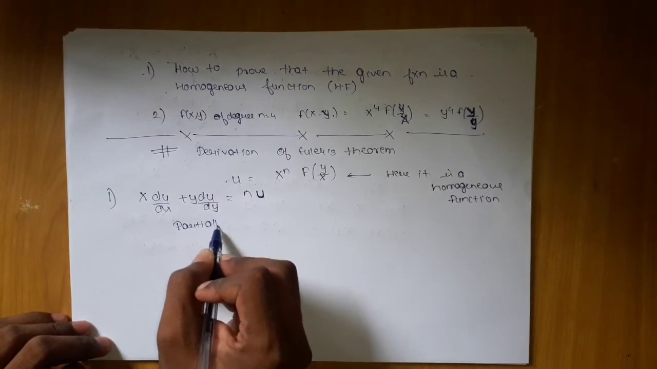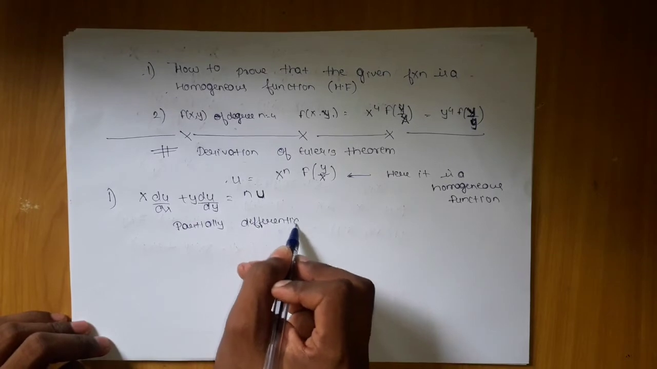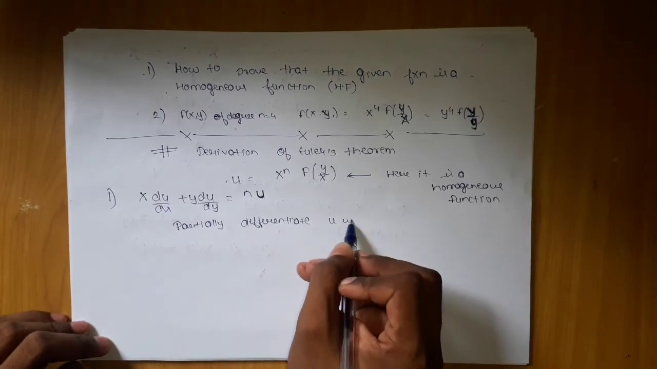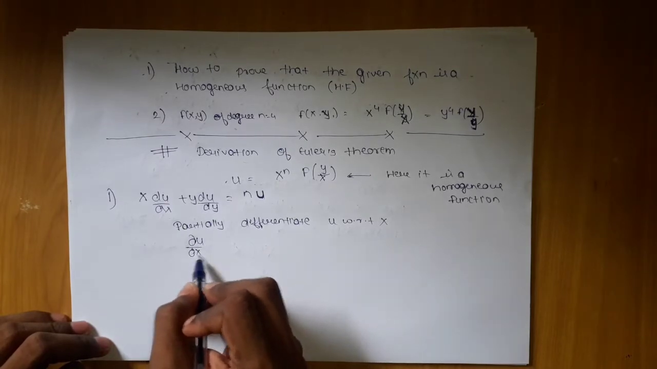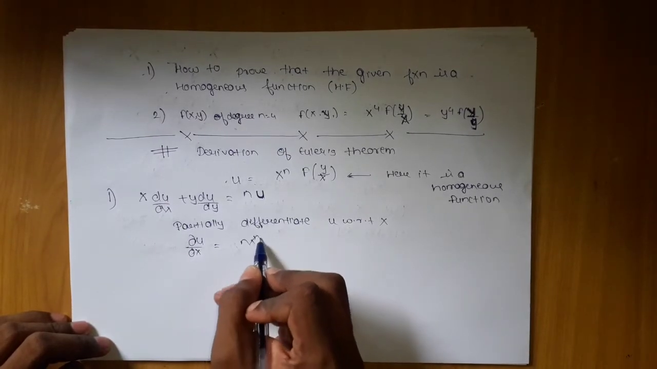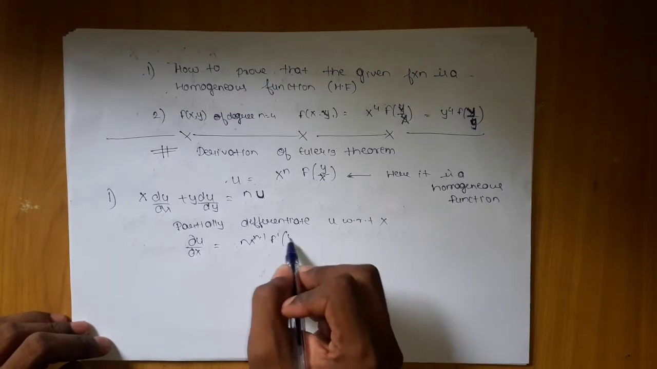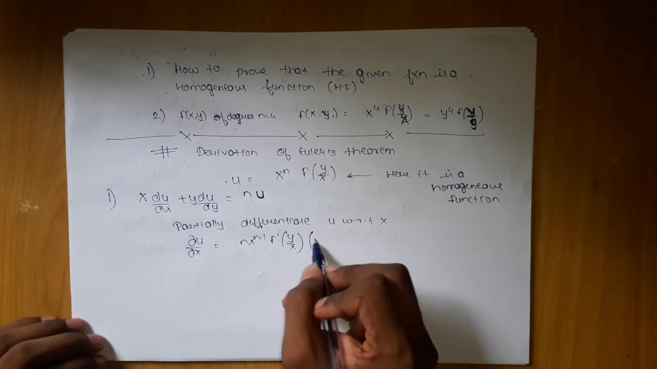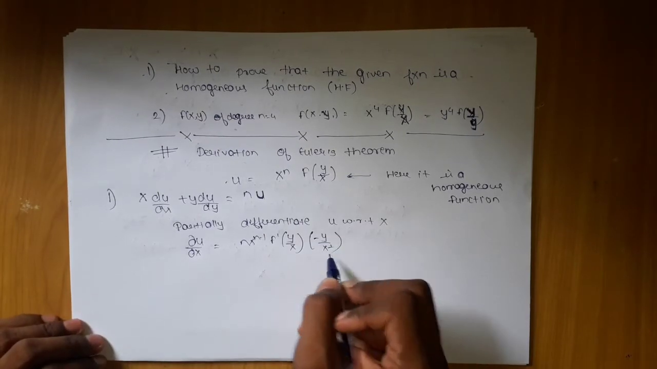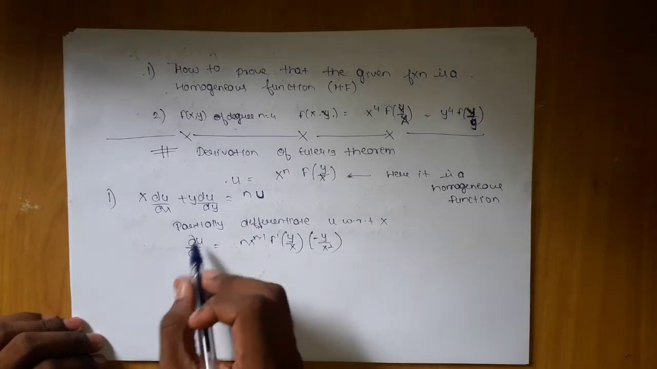Partially differentiate u with respect to x. So dou u by dou x is n x power n minus 1 f of y by x, and then f dash y by x, and by chain rule if I differentiate, I get minus y by x square. Now we got dou u by dou x.